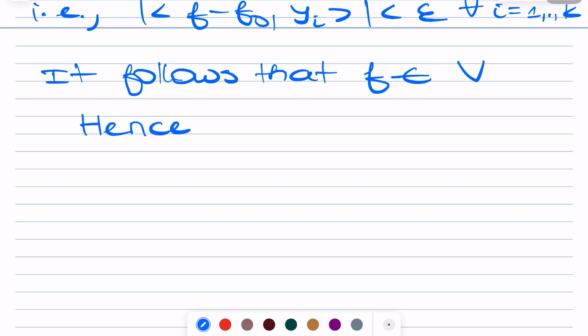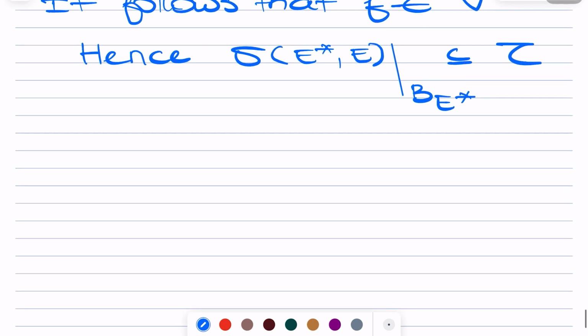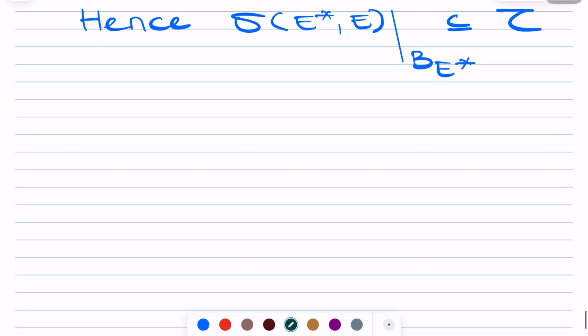Hence the weak star topology restricted to the closed unit ball B star is actually contained in the topology induced by the metric Z. Okay, so that is the first inclusion part.